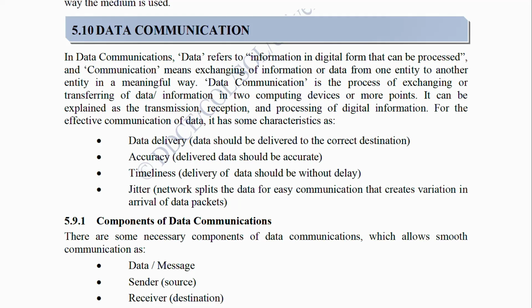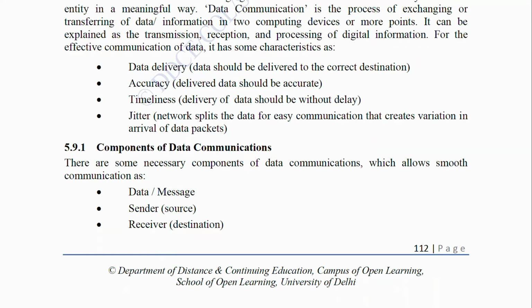For the effective communication of data, it has some characteristics: 1. data delivery, 2. accuracy, 3. timeliness, 4. jitter. Data delivery means data should be delivered to the correct destination, accuracy means delivered data should be accurate, timeliness means delivery of data should be without delay. In the last, jitter means the network splits the data for easy communication, which creates variation in the arrival of data packets.